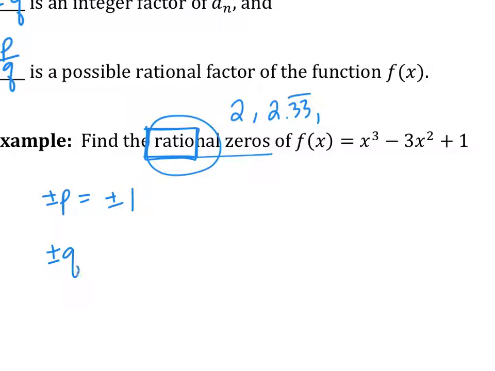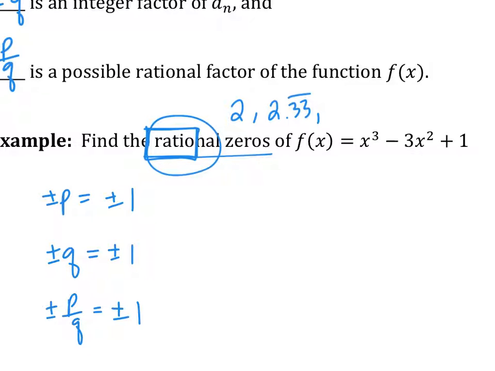Plus or minus q has to do with the leading coefficient. What is the leading coefficient? 1. So what's the plus or minus version of the factors? Yeah, plus or minus 1. So plus or minus p over q is really easy. Plus or minus 1. So there are only 2 possible rational zeros. It's either 1 or negative 1.